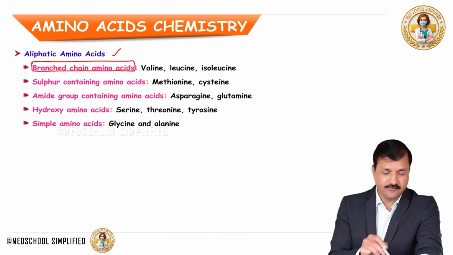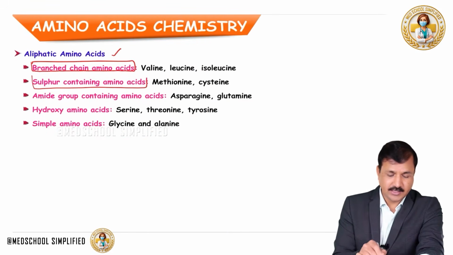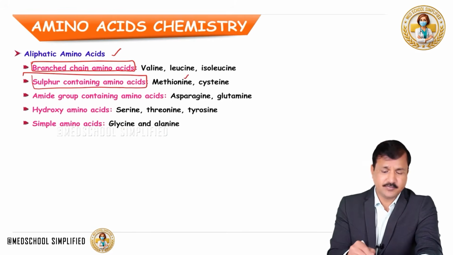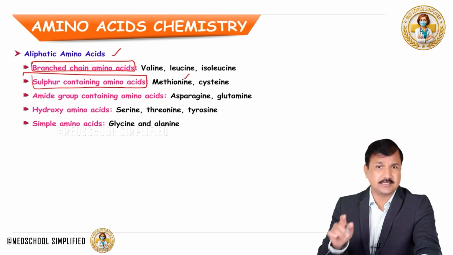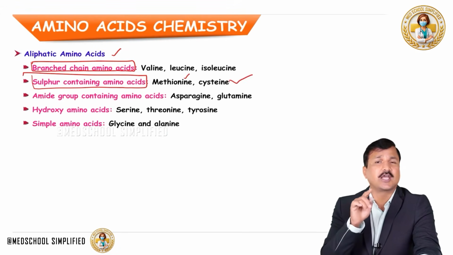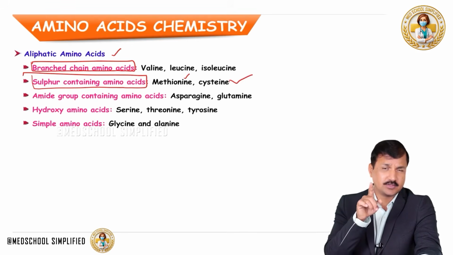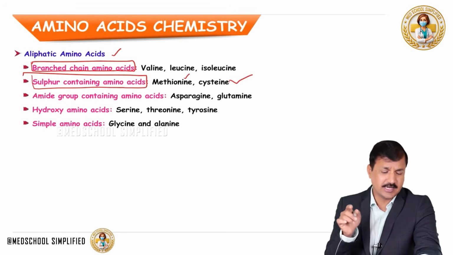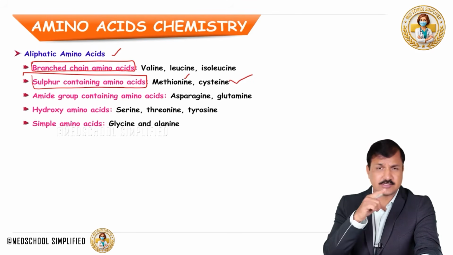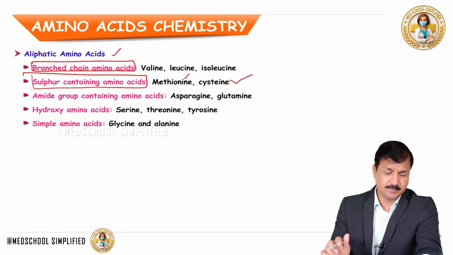Similarly, we have sulfur containing amino acids. There are two sulfur containing amino acids. One is methionine, where it has a thioether linkage. Sulfur is there, but it is not free. And cysteine. Cysteine has a thiol group, CH2SH, that is attached. So these are the two sulfur containing amino acids. We have seen the structure of cysteine before.